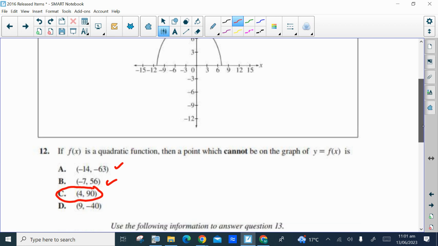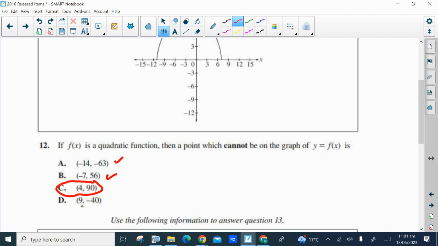D works because if this is a point on the original graph, when x is 9, y is negative 40, you can't take the root of negative 40, so there will not be a point on the square root function where x equals 9, and there isn't. Right? So that's why C is the answer. Okay.